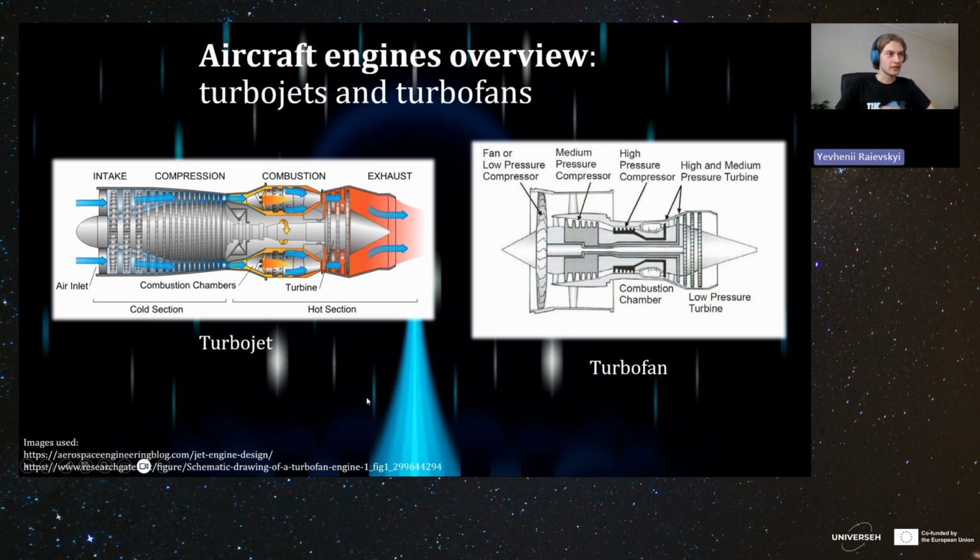So the hot gases next drive a turbine, which is a series of blades mounted on the same shaft as the compressor. The shaft is the element which connects the turbine blades and the compressor blades.